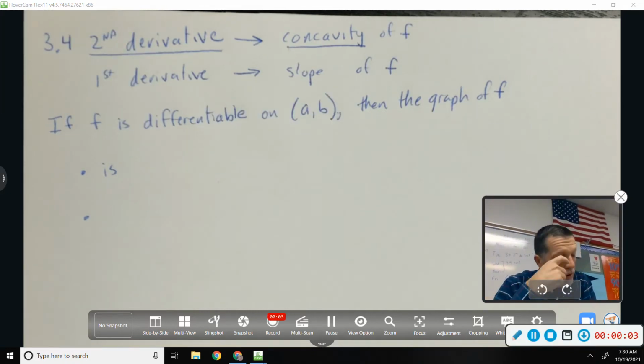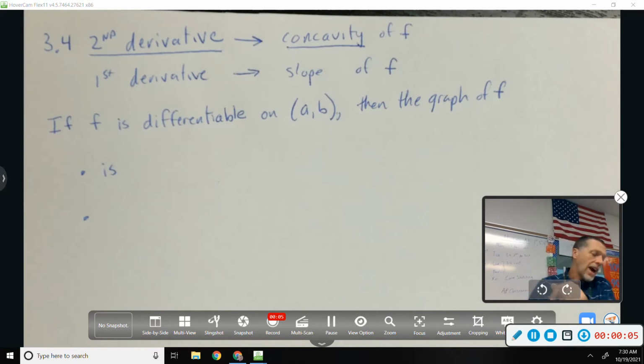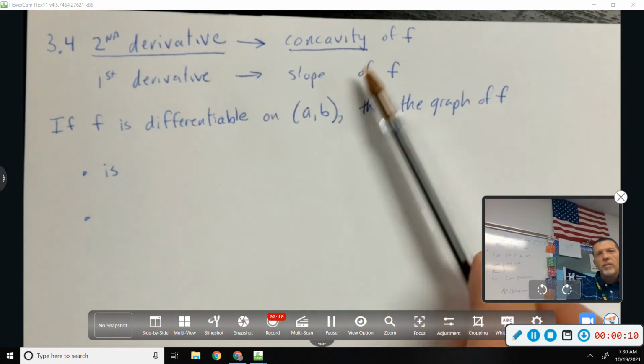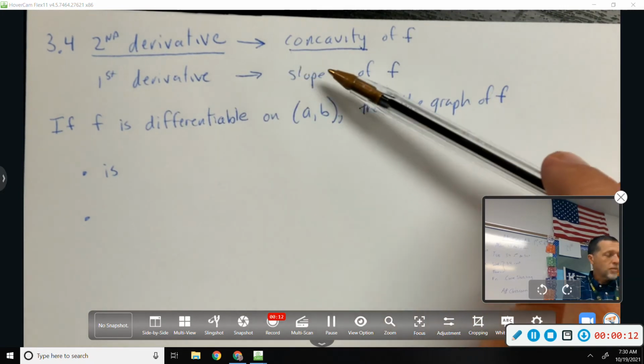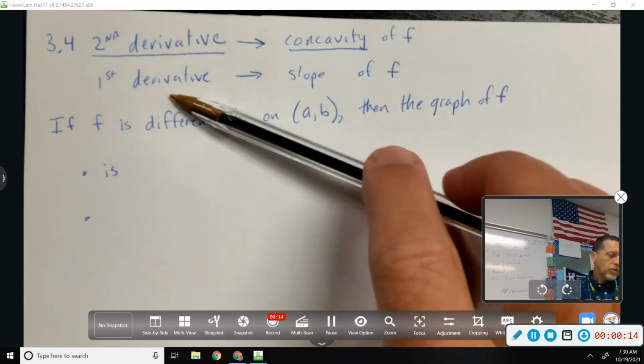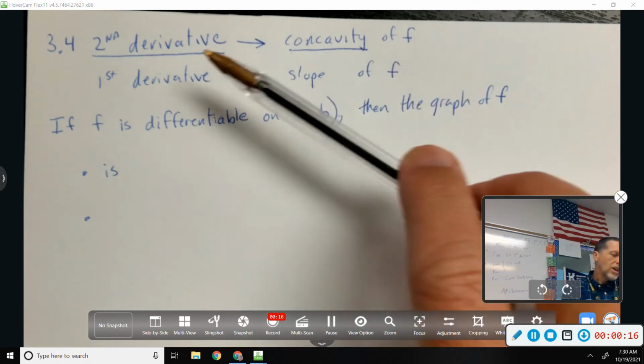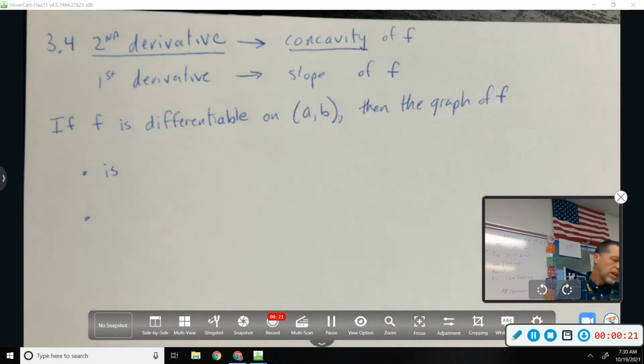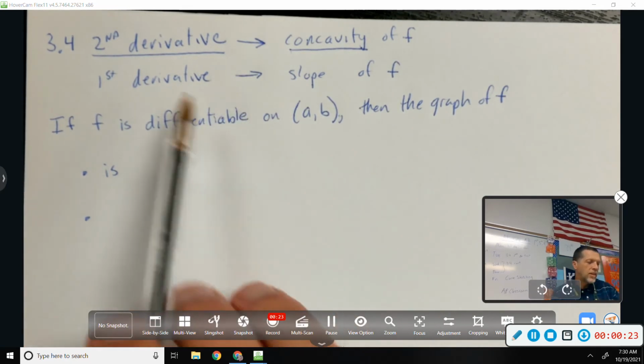All right, 3.4. The second derivative tells us the concavity of f in the same way that the first derivative tells us the slope of f, meaning it has to do with the plus and minus stuff. If the first derivative is positive, f is increasing. If the second derivative is positive, we're concave up as opposed to concave down. So now a little bit of detail put on that.